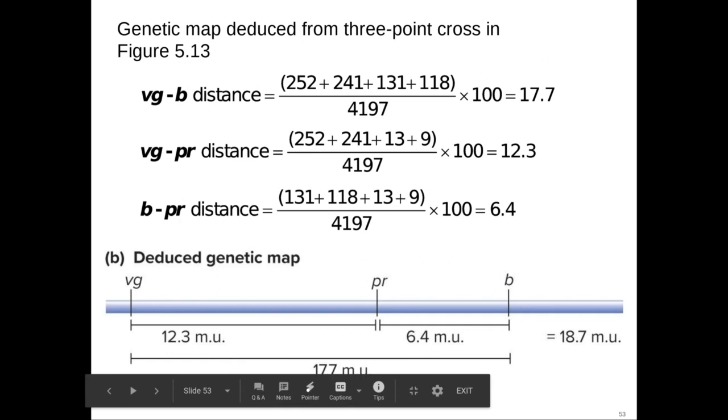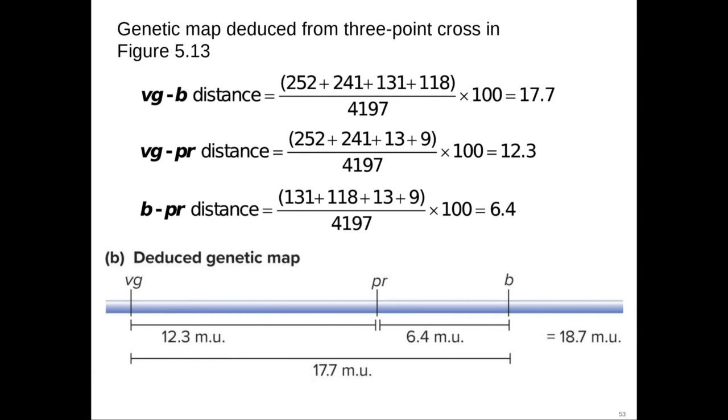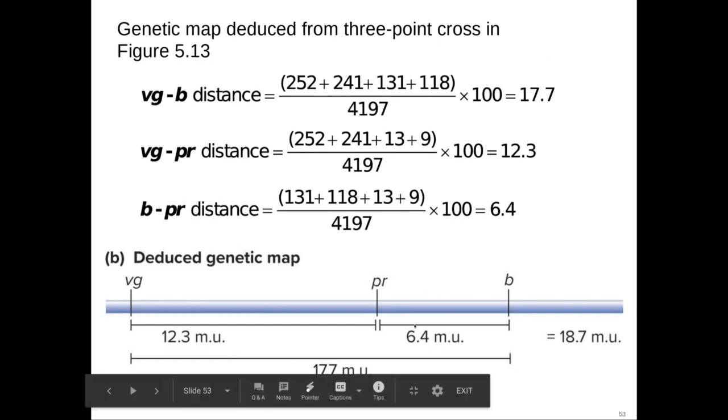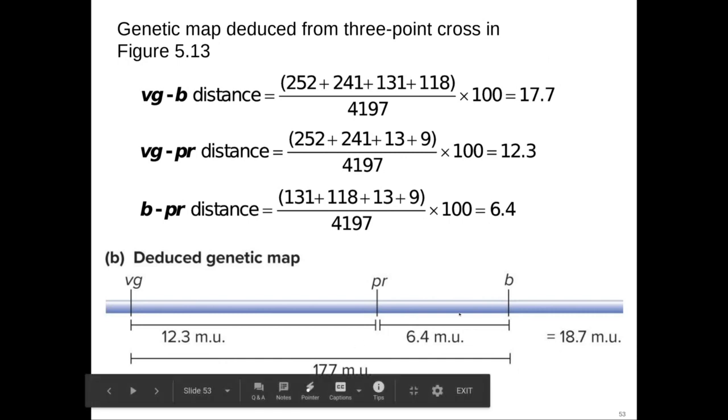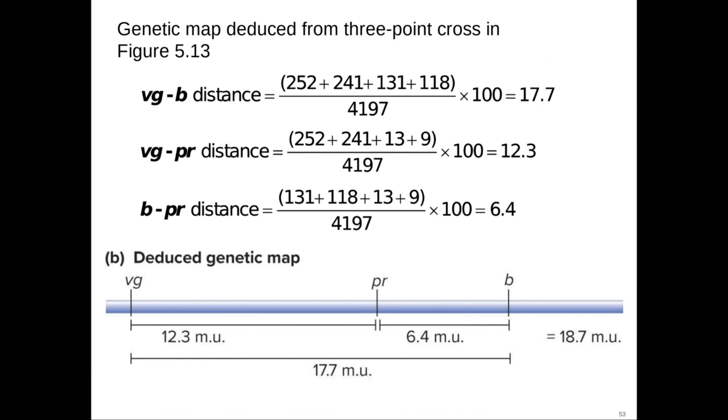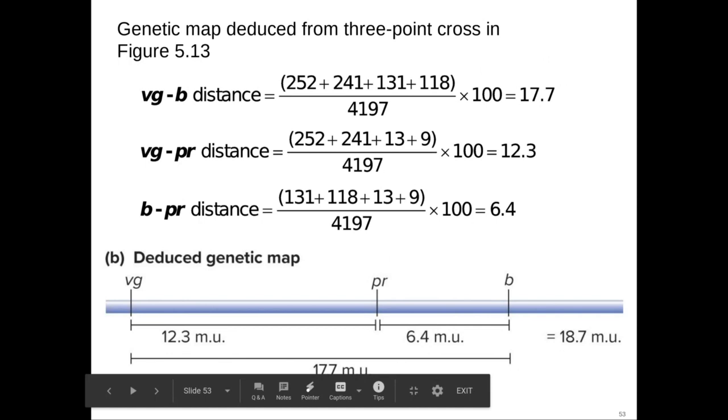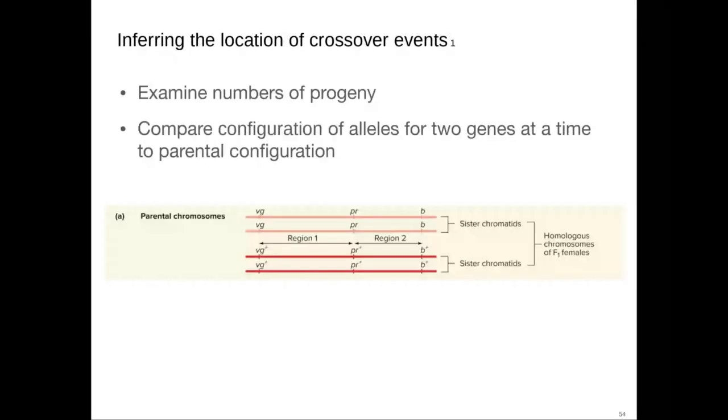And you'll notice that in this case, it doesn't perfectly add up, right? 12.3 plus 6.4 is 18.7, so that's the full distance, but we know that the distance between VG and B is 17.7. So they don't always add up, but they're not too far off, right? They're only 1 map unit off. Their recombination frequency only differs by 1%. So they're not super far off, but pretty close. But again, it's all due to probability. So if you're looking for approximate ways to get distances, it's actually a pretty good way of doing it.